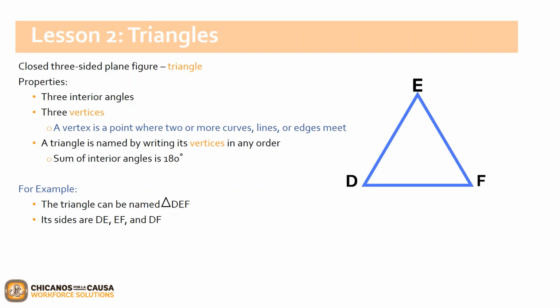And one more important fact to remember about the three-sided plane figures, or the triangles: the sum of all interior angles equals 180 degrees. For example, if you look at this triangle here, this triangle can be named triangle DEF. Its sides are DE, EF, and DF.